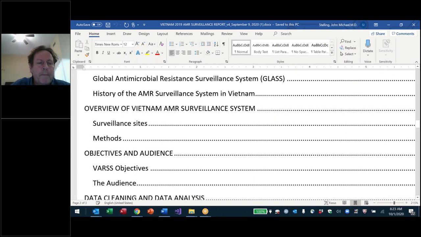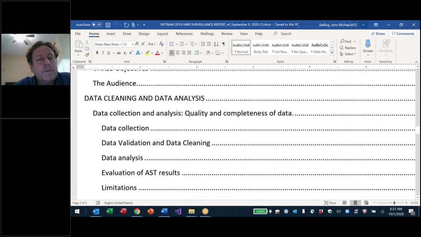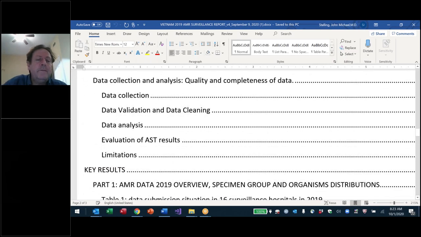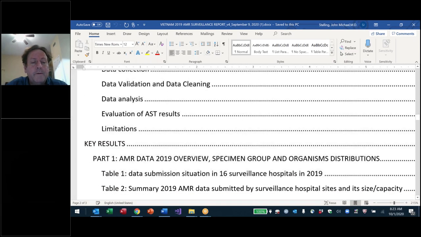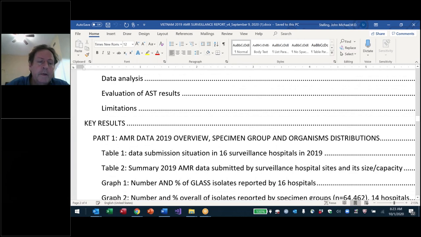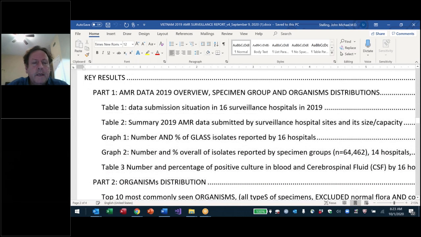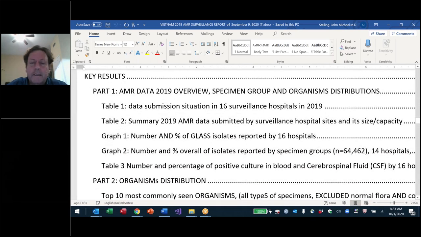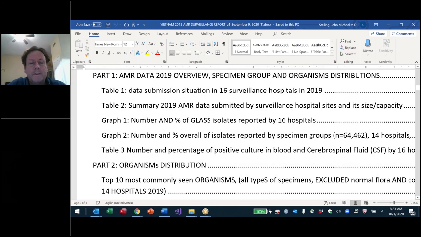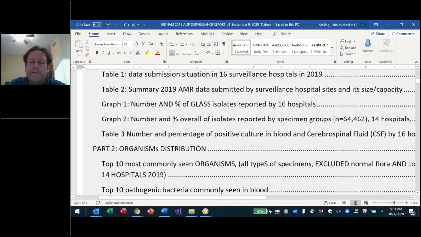Overview of the Vietnam program. What are their objectives? What is their audience? What is their process for data collection, validation, cleaning, evaluation of results, limitations? Very important to include that. Key results. Data submission, how many facilities, how many beds, the patient days I mentioned, a summary of how much data was contributed, and then a special subset about things relevant for GLASS. GLASS is a small subset of what they do.